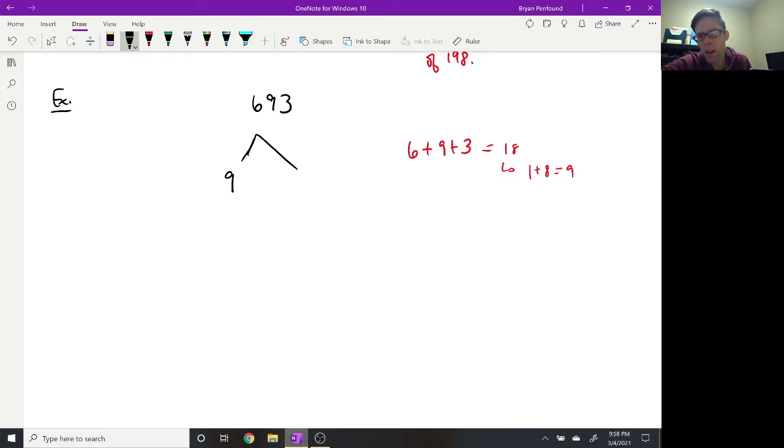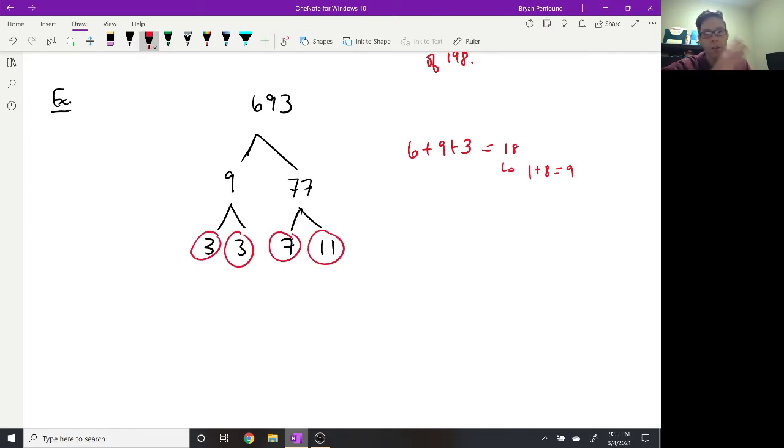When I'm working on factor trees like this, I always suggest trying to divide by larger numbers because it makes the subsequent steps a little bit easier to work with. So 9 times 77 is going to be 693. And now I'm in pretty good shape. I don't really need to use my calculator anymore. I know that 9 is 3 times 3, and I know that 77 is 7 times 11. And then I'm done. I can't really break down these four numbers any further. Our four prime numbers that make up 693 are 3, 3, 7, and 11.